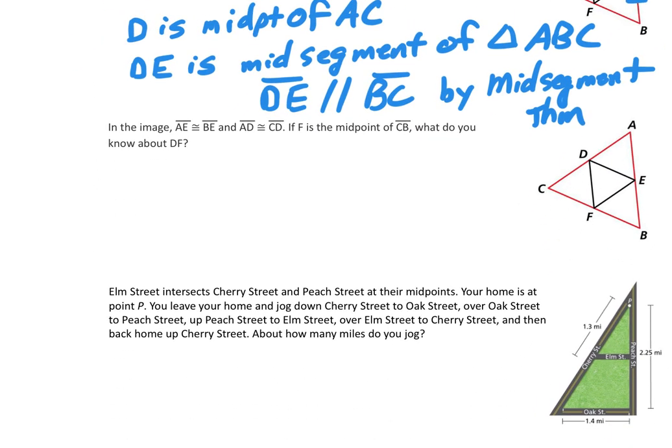Okay, same picture on this one here. Mark what they give us. AE and BE are congruent, so E is the midpoint. AD and CD are congruent. So that tells me that DE is a midsegment.